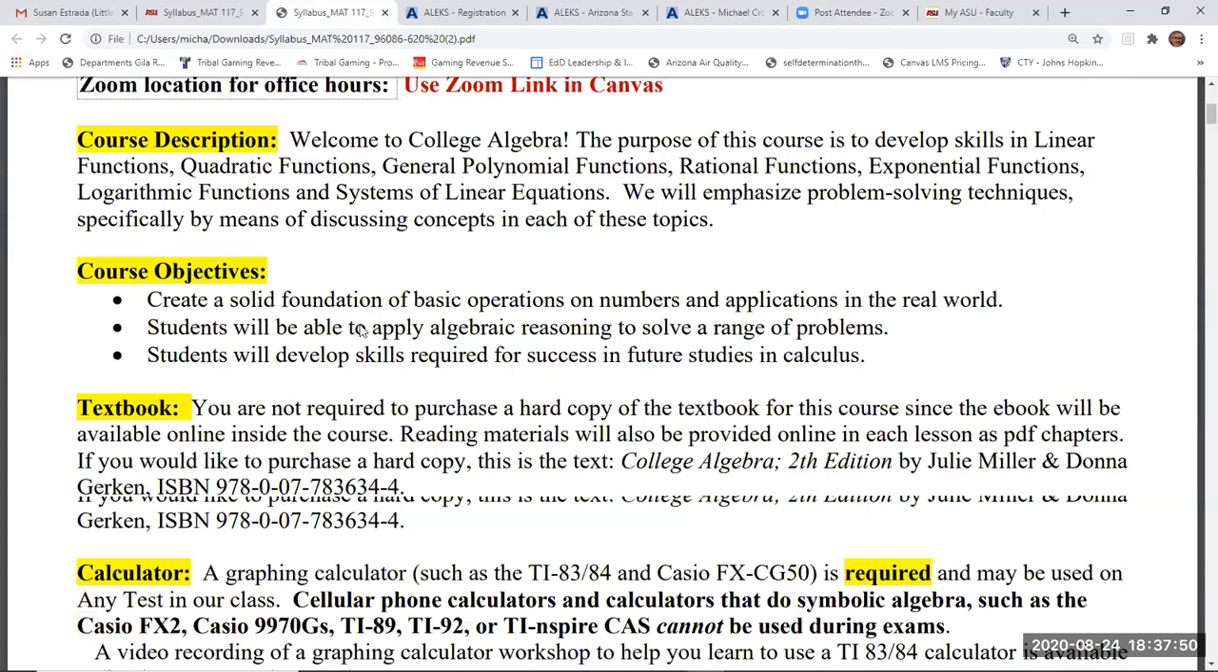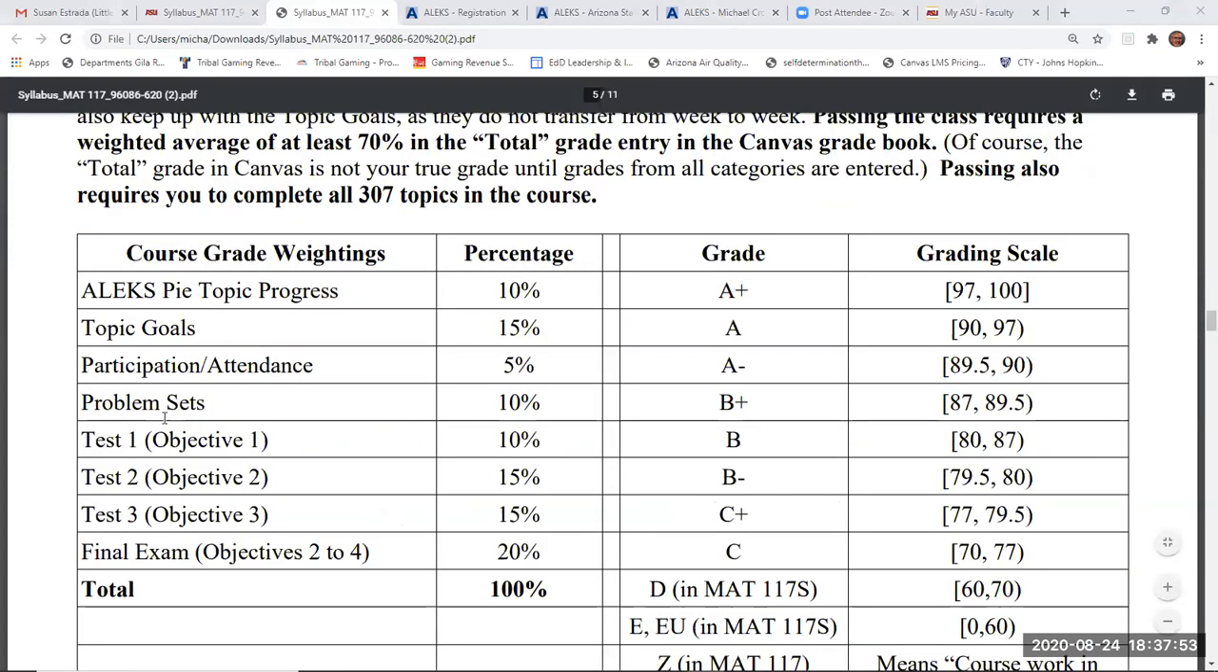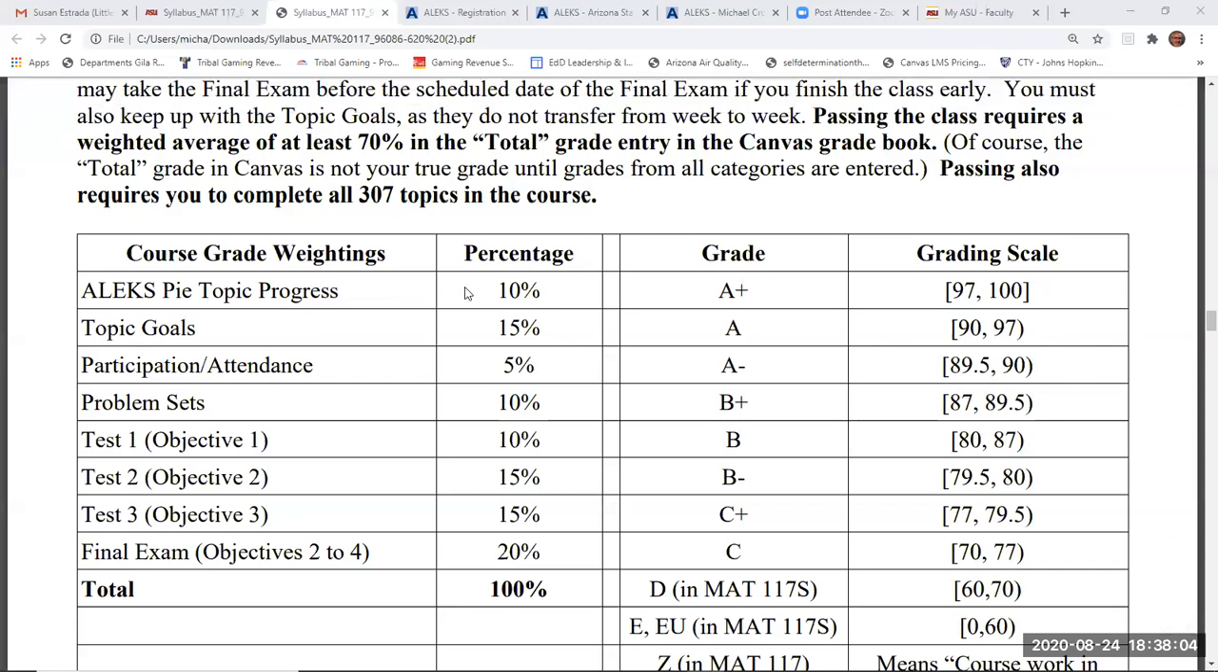Okay, so for grades, this is the weighted breakdown. By doing the 300 ALEKS Pi topic progress, so that's your 307 topics, you complete all of them, that affects 10% of your grade. The weekly topic goals, making each of those gets you another 15%. So by being on track with your ALEKS topics, 25% of your grade would be at 100%. You will also earn your participation points, so that moves it up to 30%, basically just for working through the ALEKS topics on a timely basis.